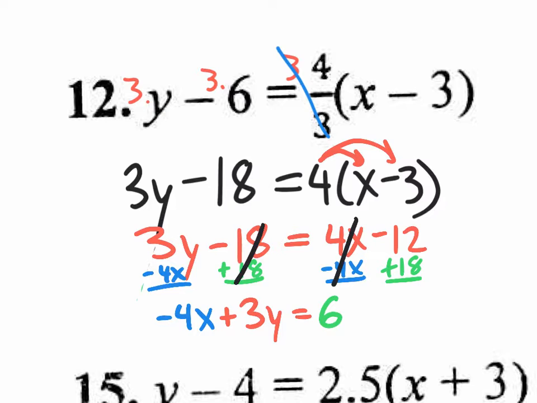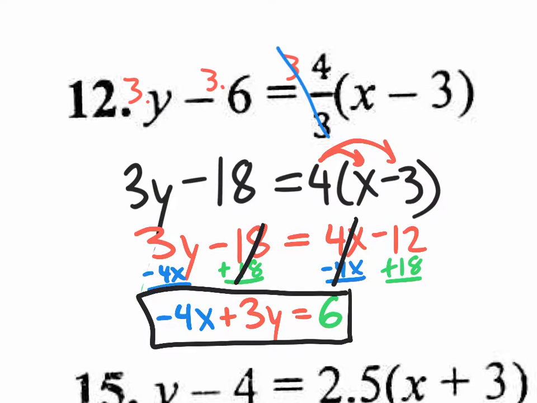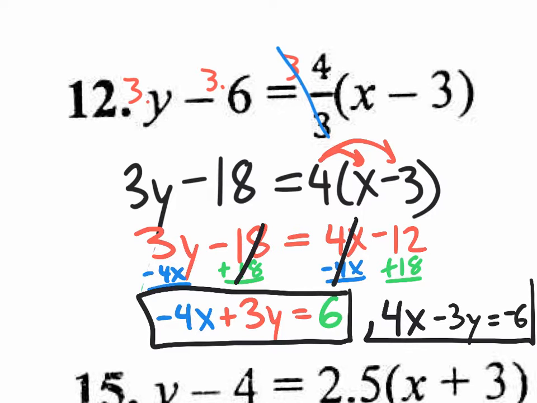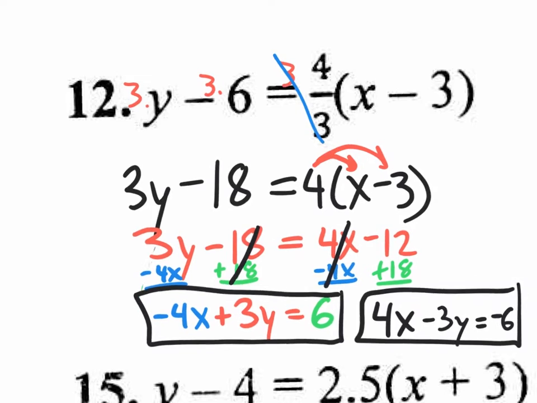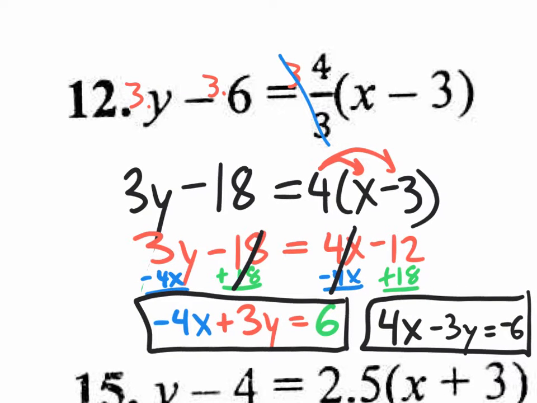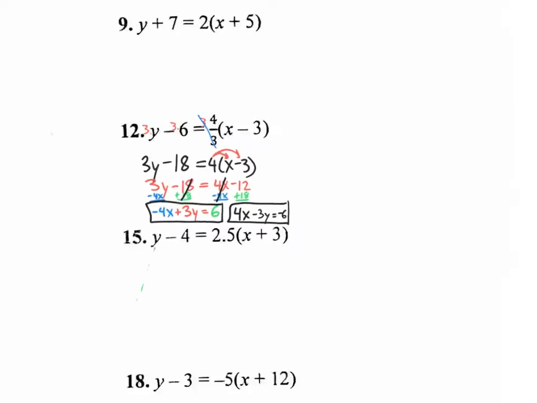Now the only thing that could make this look nicer is to make that a value positive. If it were an open response test, I would accept this. But on the back side, you're going to see that it doesn't give you a negative 4x, it gives you a positive 4x, which means that you have to change all the signs. Make that a negative 3y and make that a negative 6. And that would be your standard form equation for number 12. Got it? I hope you guys got that. Let's move on to number 14.